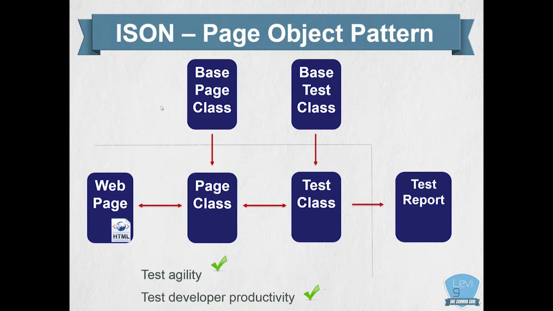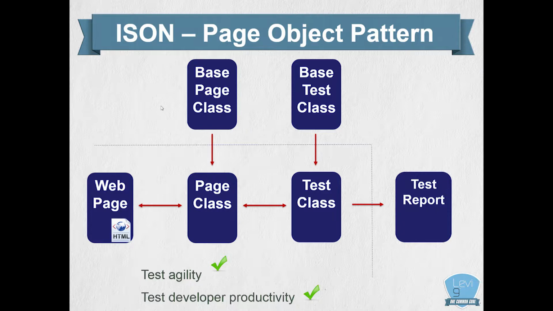The Ison framework relies on the page object pattern. It is a pattern where a web page maps to, in this case, a Java class, and that Java class is used during the execution of tests against that web page. In the base page class and base test class, default settings are set, and the only thing that the test developer has to do is to inherit these classes and start working.